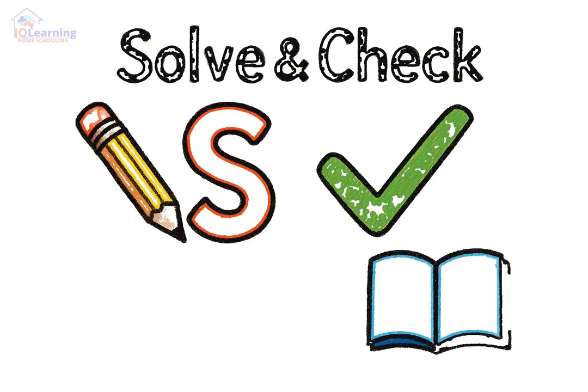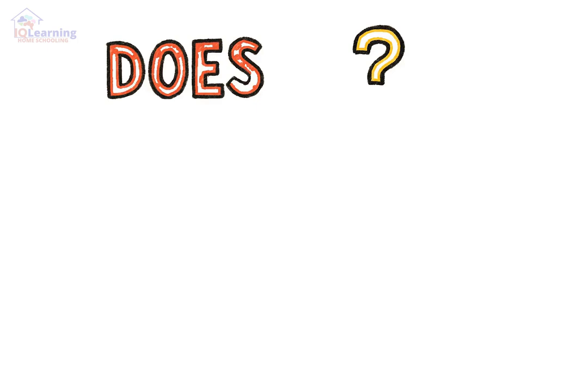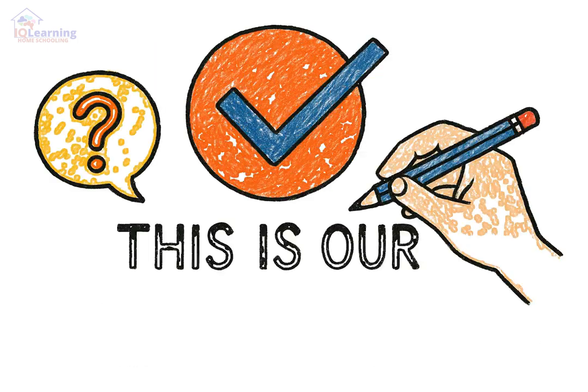Finally, S is for solve and check. We do the math and then we ask ourselves a simple question. Does this answer make sense? This is our reality check.